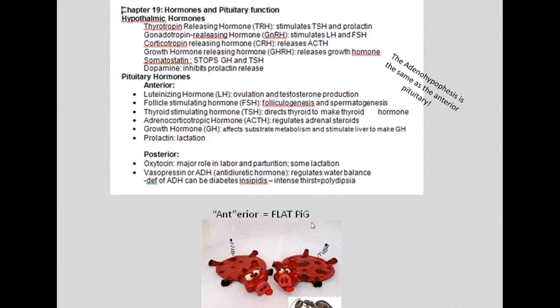So that does include the only two that are in the posterior pituitary, which is oxytocin and vasopressin. So if you know anterior pituitary and flat pig, you can figure out which one comes from which. So you just write down flat pig on your piece of paper and put down all the different hormones with it. So with the posterior pituitary, oxytocin is for labor and some lactation. Be familiar with vasopressin or ADH. Vasopressin or antidiuretic hormone. These regulate water balance.